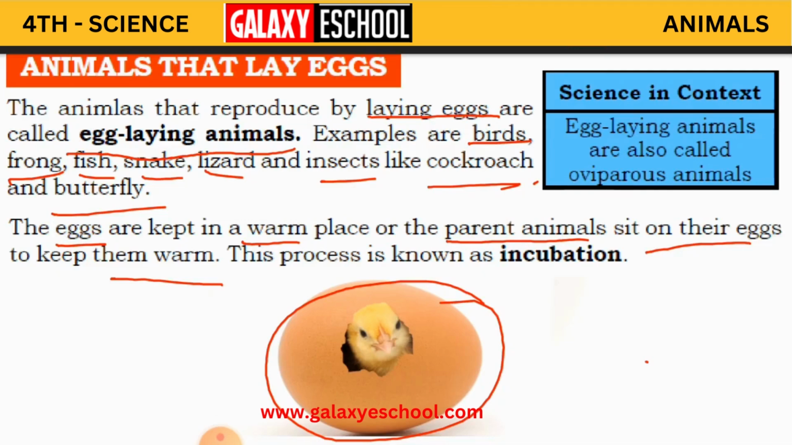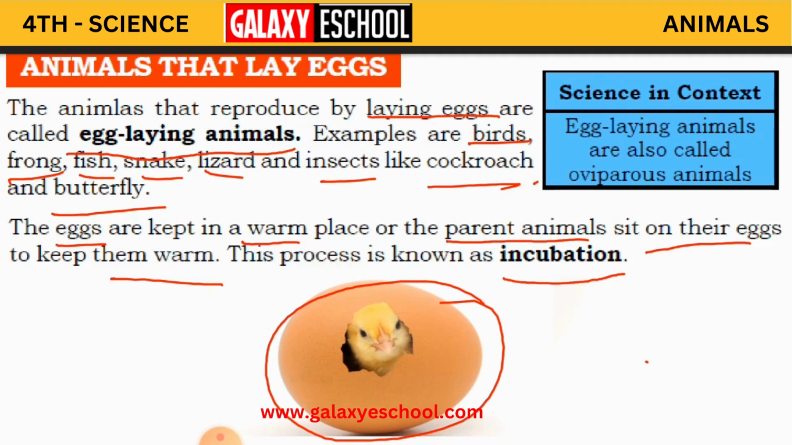That is the parent animal. The hen is the parent animal for the chicks. So it is going to sit on its eggs. Why? To keep the eggs warm. And this process, keeping the eggs warm, is known as incubation.